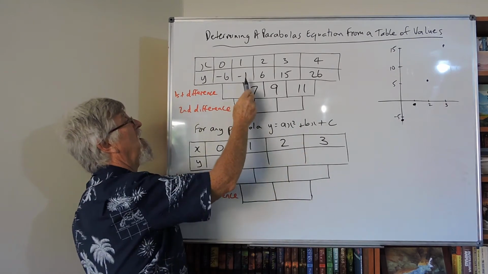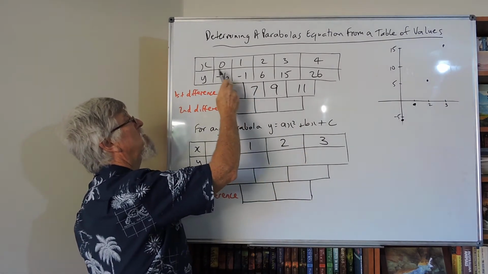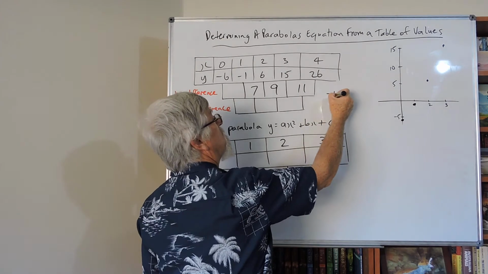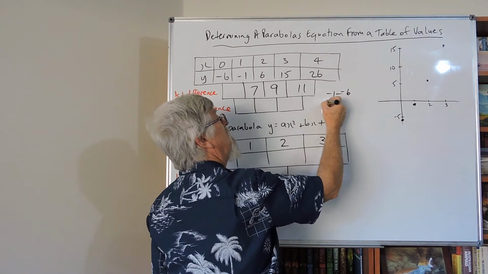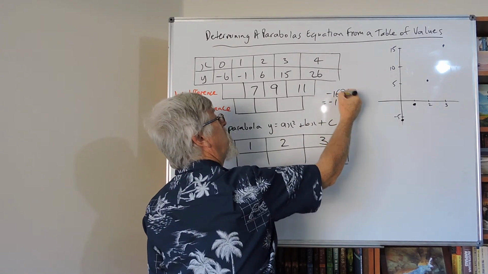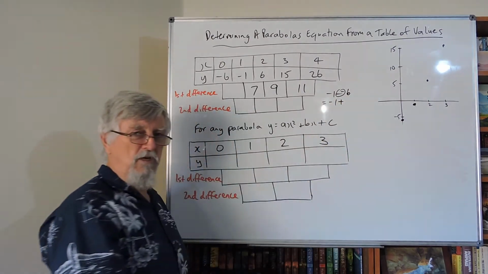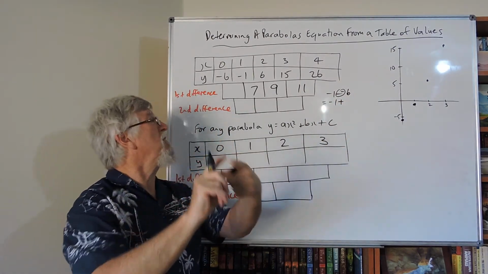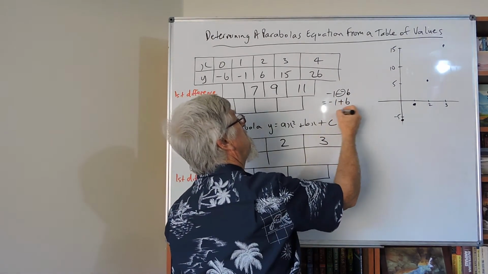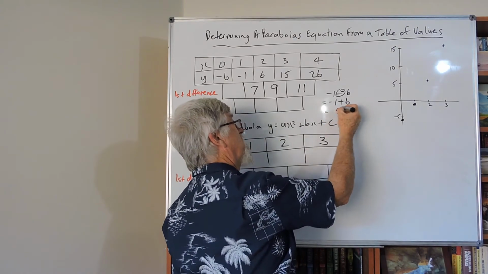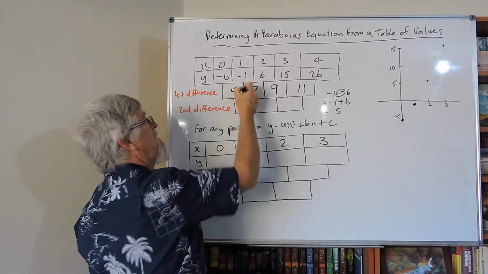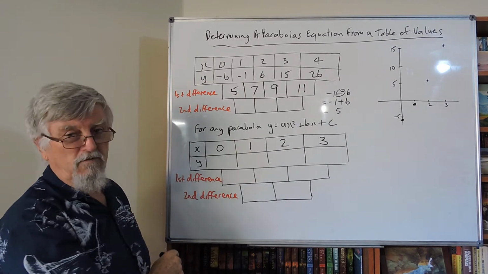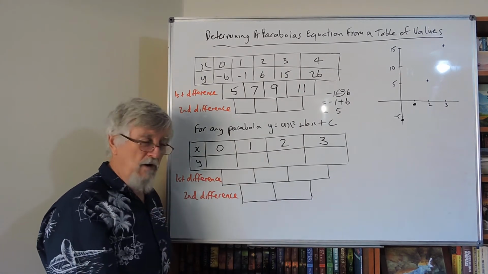And then the tricky one, -1 take -6. So -1 subtract -6. Two negatives make a positive if they're next to each other, so -1 plus 6 is 5. Interesting that these go 5, 7, 9, 11. It's one of the hints that this is a parabola.